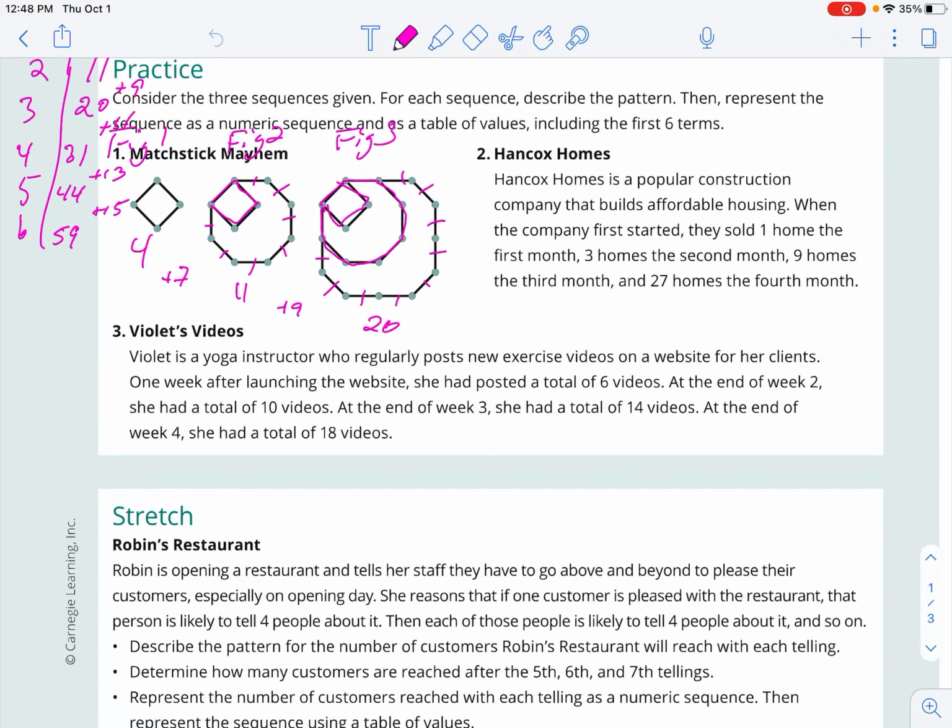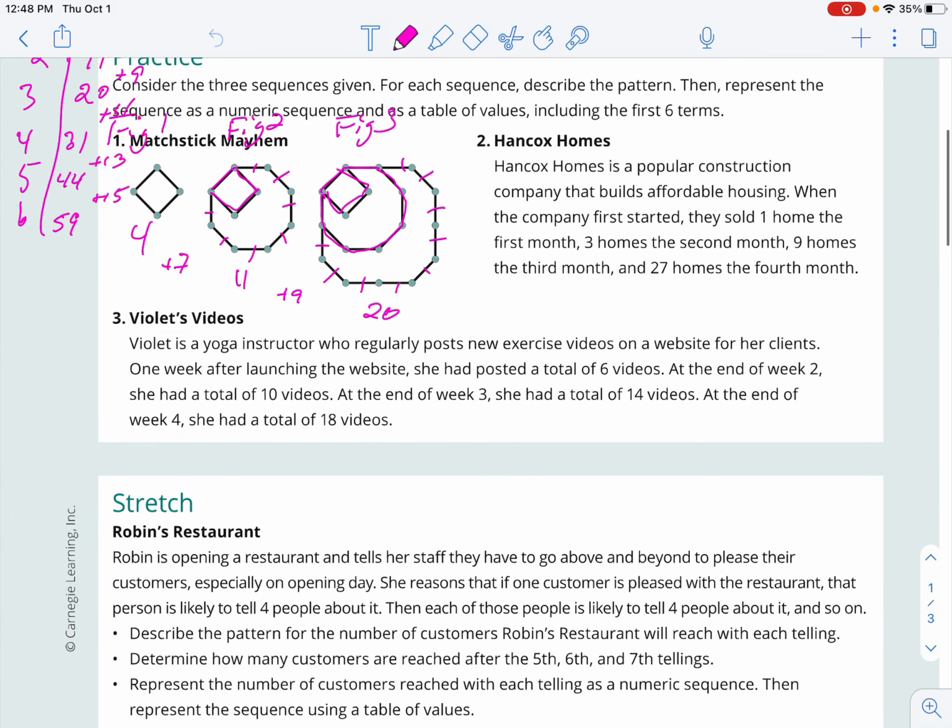Okay, let's get practice 2, and then we'll do practice 3. So in practice 2, we're going to continue to take our scenario and clean it up and put it into a table. All right, so for scenario 2, we've got this Homes. It's a popular construction company that builds affordable housing.